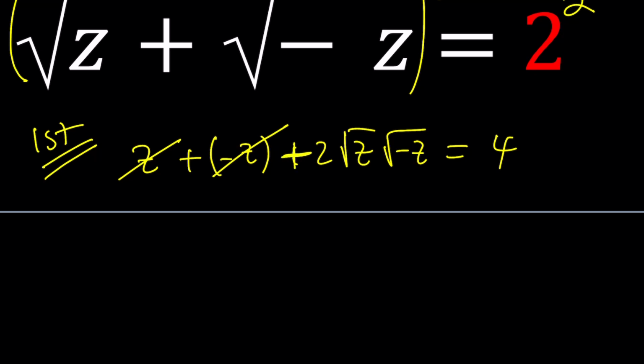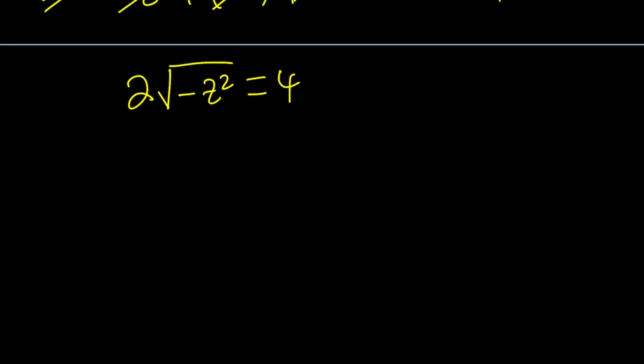Now, we end up with something like this. How do you multiply the square root of z and the square root of negative z? Well, you can just multiply them, even though that's kind of problematic, and again, we'll talk about this issue. But we get the square root of negative z squared equals 4. And upon division by 2, we end up with the square root of negative z squared equals 2.